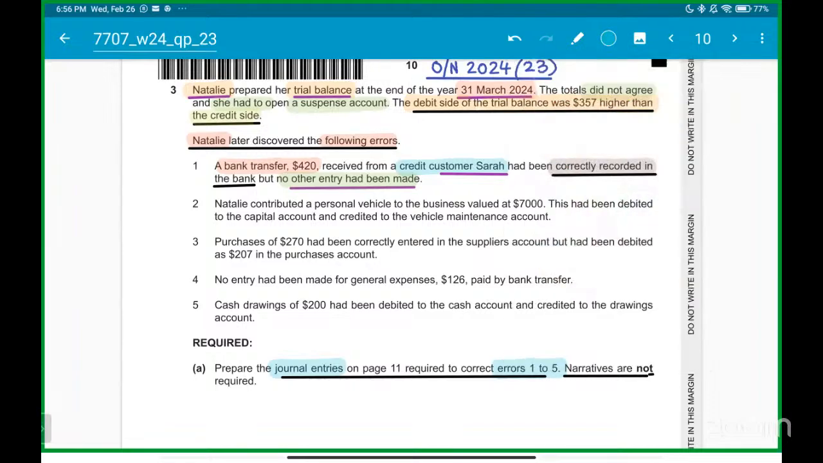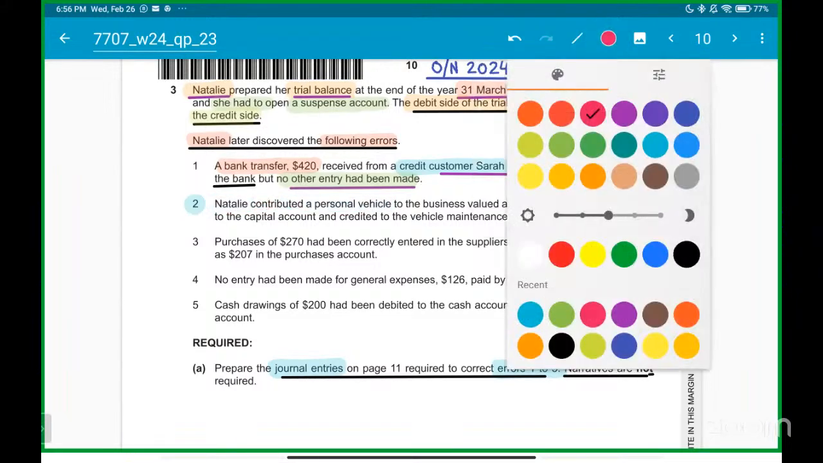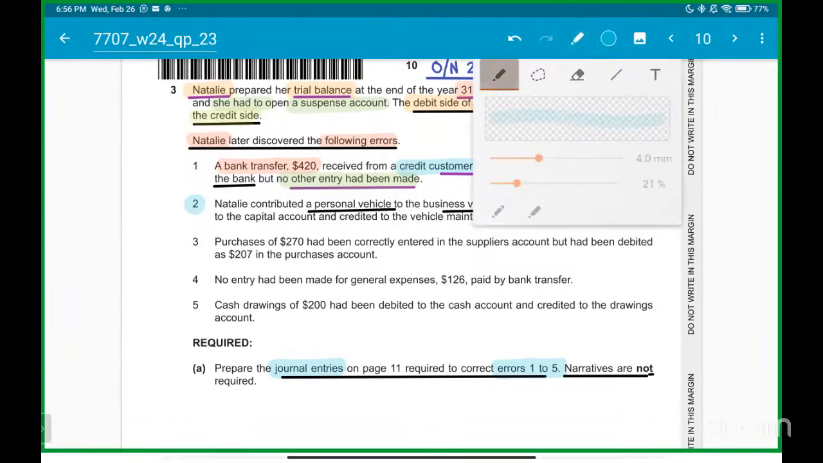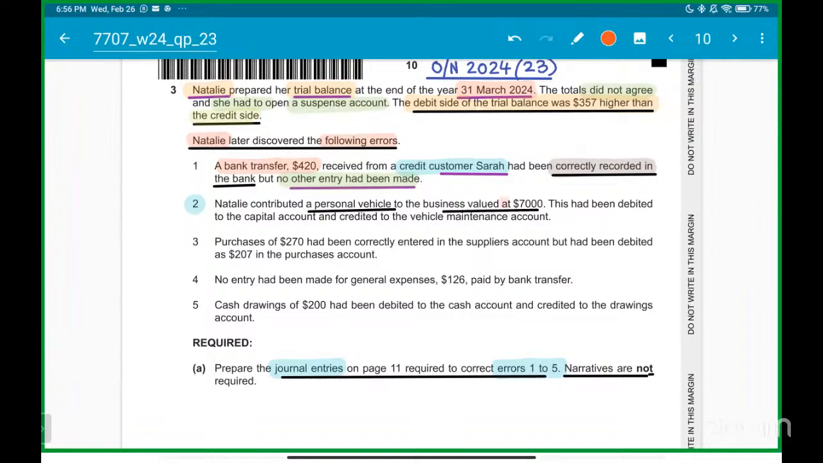Moving on to error number 2: the person N contributed a personal vehicle. So this one is a more tricky one. The business owner, Natalie, contributed a personal vehicle. She is contributing a personal vehicle to the business valued at $7,000.